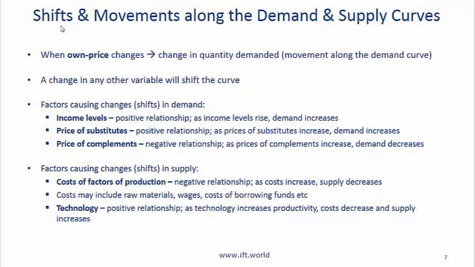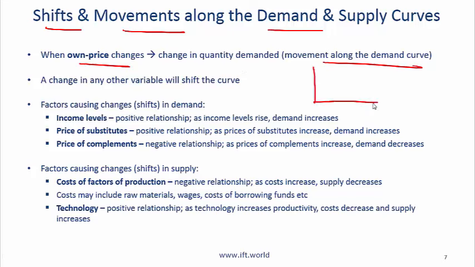You need to understand the distinction between shifts and movements along the demand and supply curve. When the own price changes, if we are talking about butter, for example, if the price of butter changes, there will be a change in quantity demanded. This is a movement along the curve as long as the other variables, the income and the price of the substitutes and complements, do not change. So this is a movement along the curve.